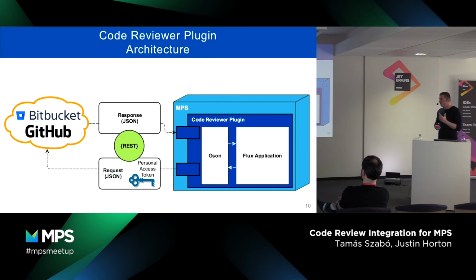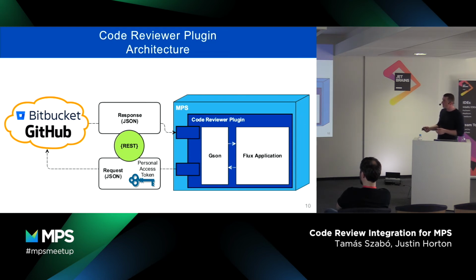Both of these systems have a REST API to communicate with the server, and then you can ask for pull request information, you can comment, you can delete comments, reject a pull request, and so on, all kinds of things. They communicate through a REST API, and they are sending JSON messages back and forth. So we get a JSON message, we use the Google JSON library to parse that, and then we interpret this information. There is something here which is called the Flux application. I will talk about that in the next slide.